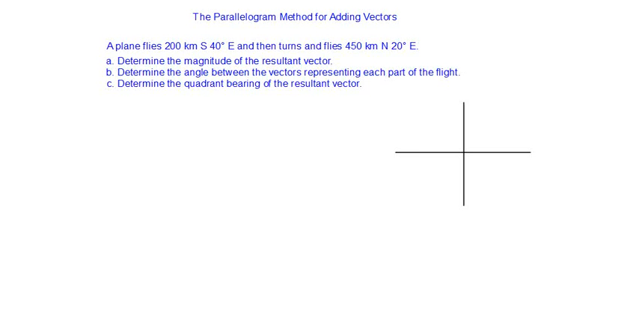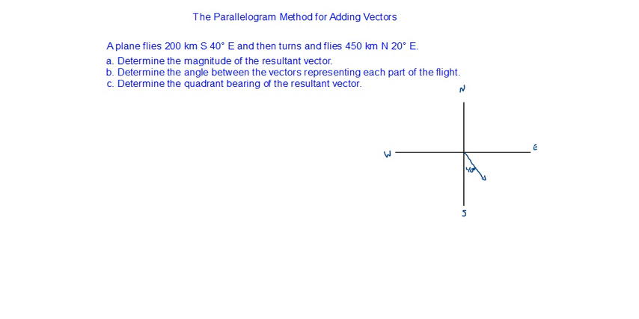We can do this by adding tip to tail, but we're going to use what's called the parallelogram method so you can see how that works this time around. In order to do this, we're going to first draw the vectors. Let's start with our first vector: a plane flies 200 kilometers south, 40 degrees east. It might be worth jotting down what the compass coordinates are: north, east, south, and west. So south 40 degrees east means we start going south, but then we head 40 degrees east. That looks something like this, and the angle in here would be 40 degrees.